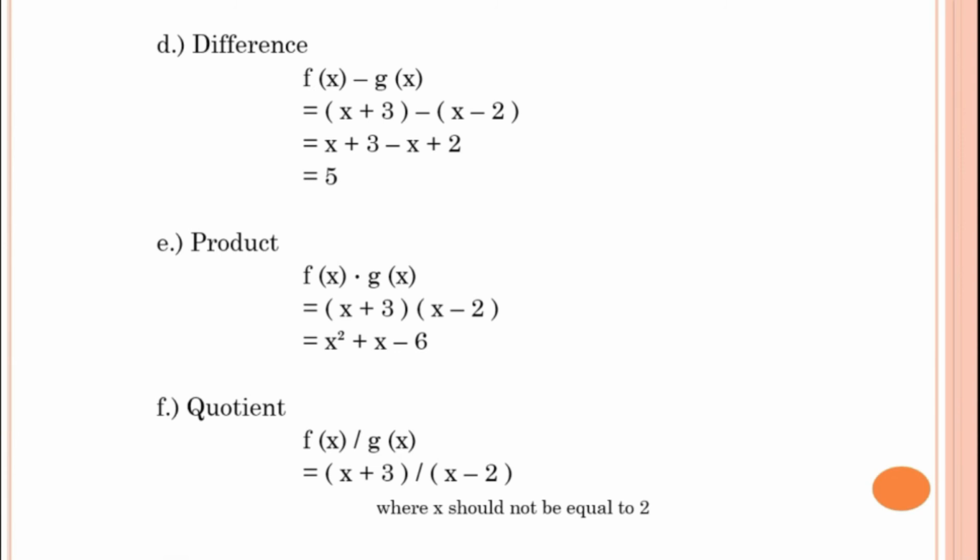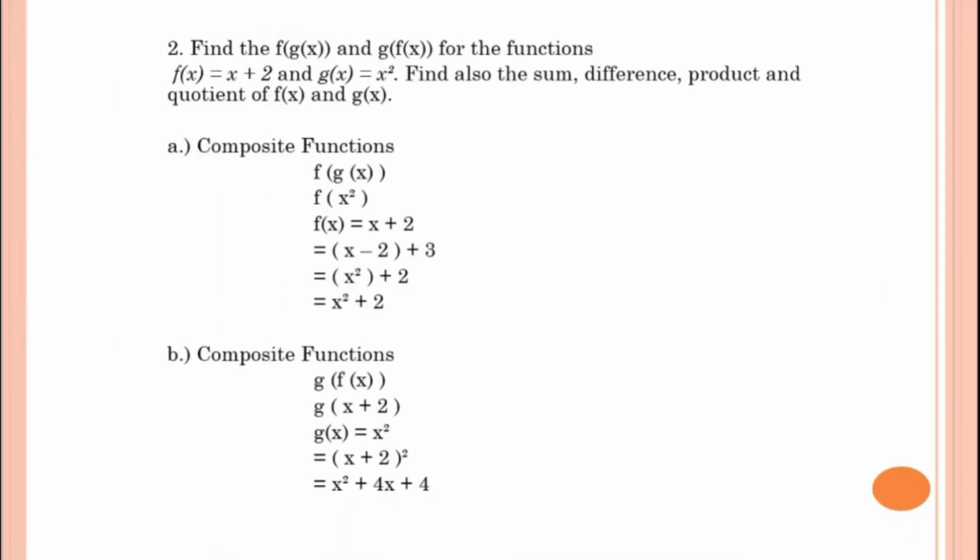To solve for the product of f of x times g of x, we are just going to substitute its values, and it will result in x plus 3 times x minus 2. X plus 3 times x minus 2 is equal to x squared plus x minus 6. To solve for the quotient of f of x divided by g of x, we substitute its values. It will result in x plus 3 divided by x minus 2, where x should not be equal to 2.